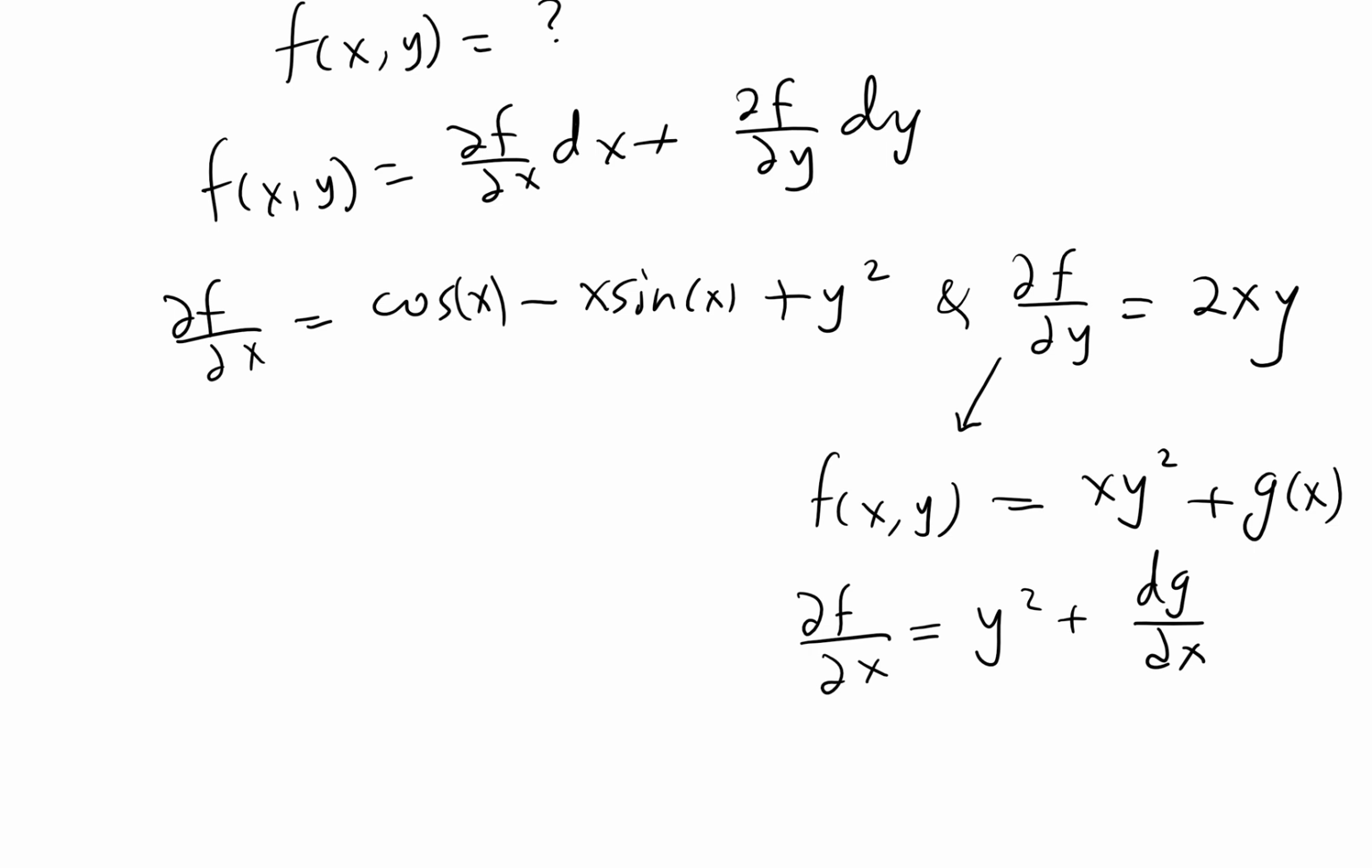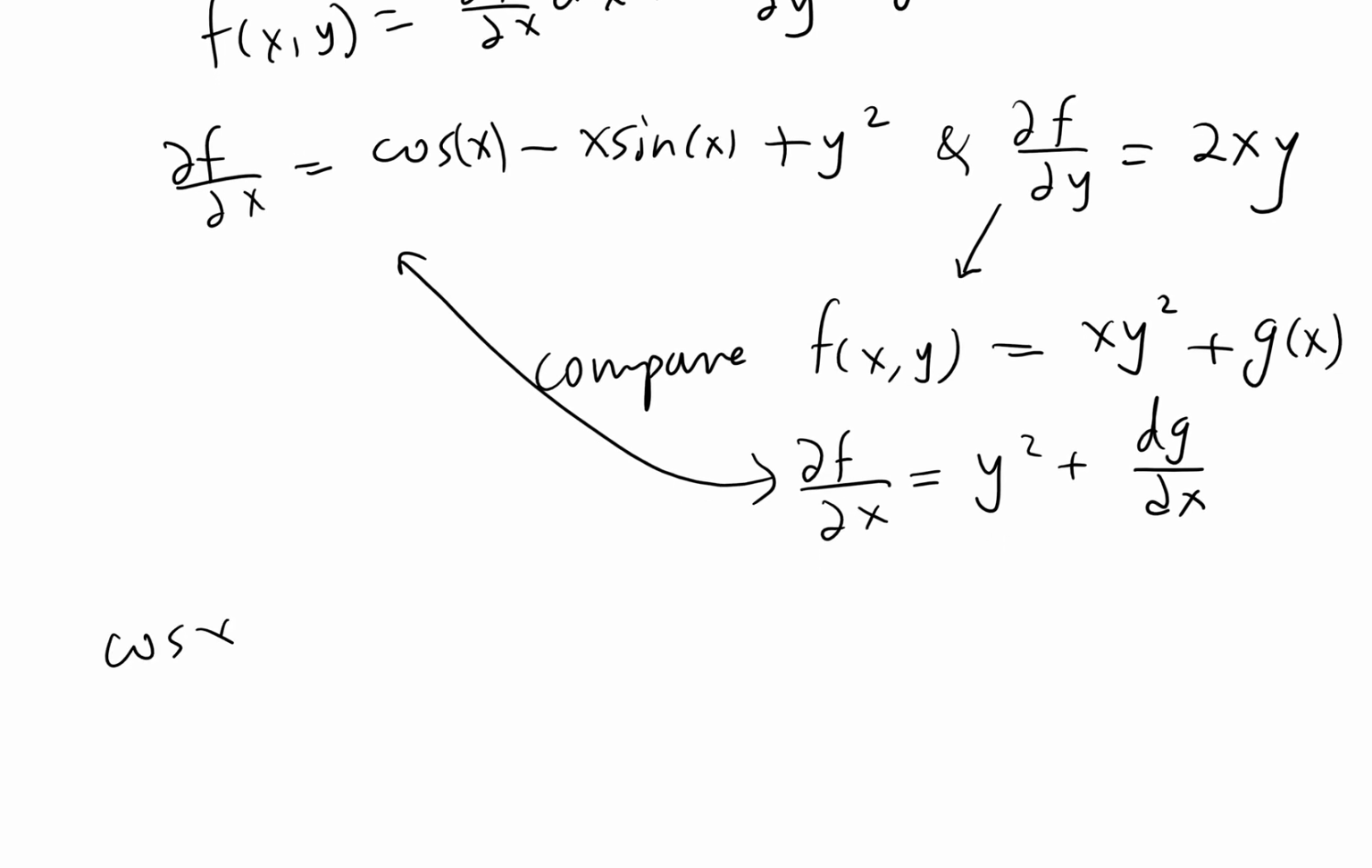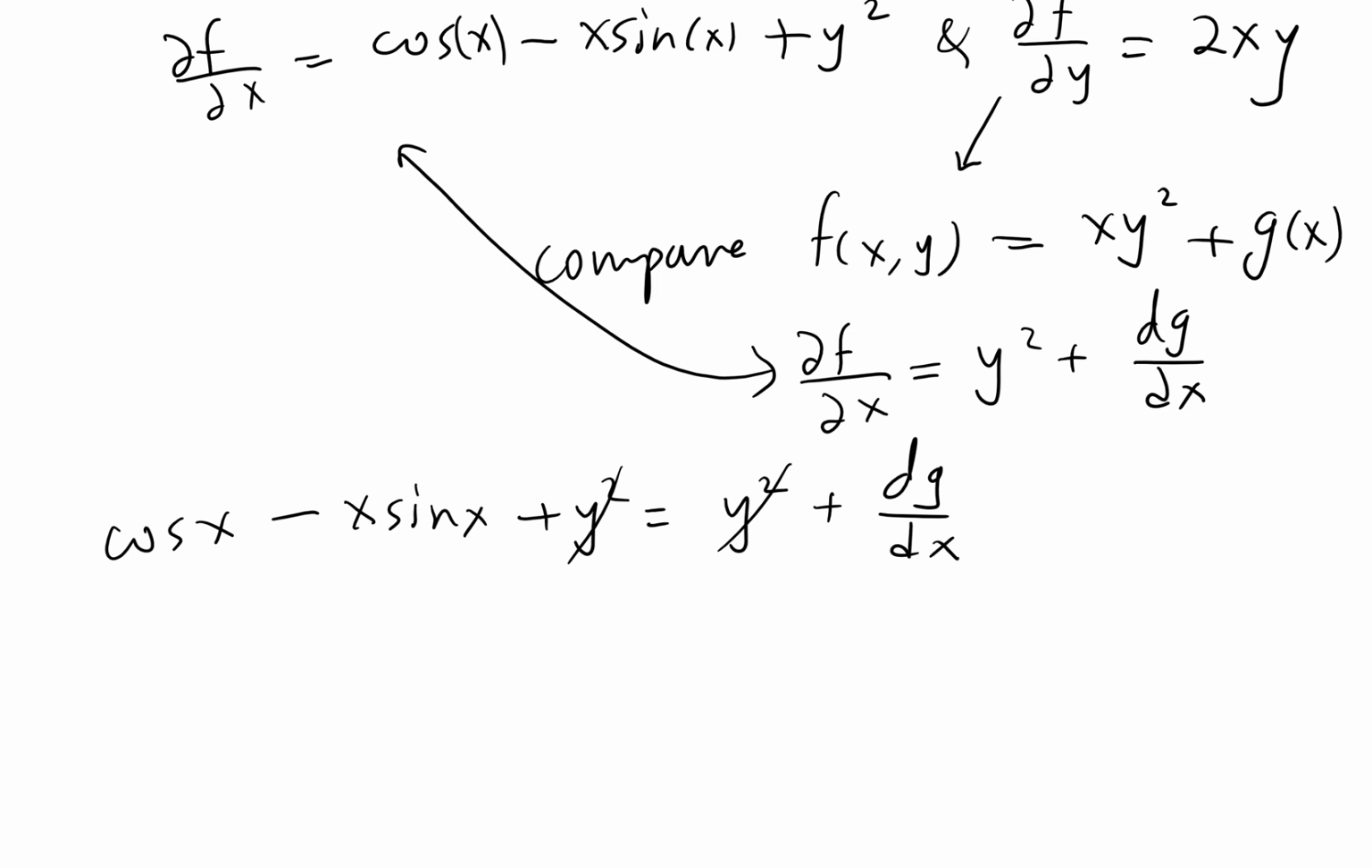Now you can compare these together, this one and this one. Compare them. So what do we get? Cosine x minus x sine x plus y squared should equal y squared plus dg dx. The y squares cancel. And what we are going to do is differentiate both sides, or you can rewrite it: dg equals cosine x minus x sine x dx.